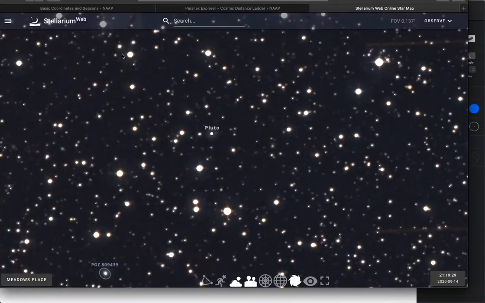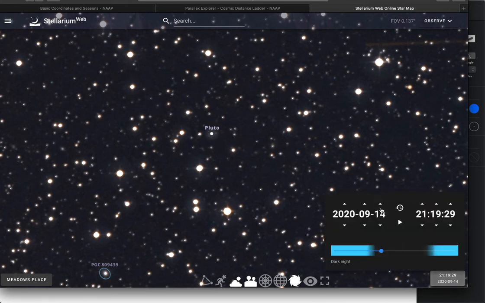Hi there. Let's talk about parallax. This is a confusing topic for astronomy students, even though it is something that you can understand using normal terrestrial references. So what I've done here is I went to Stellarium and I searched for Pluto, and I've zoomed in so you can see Pluto and you can see the background stars.